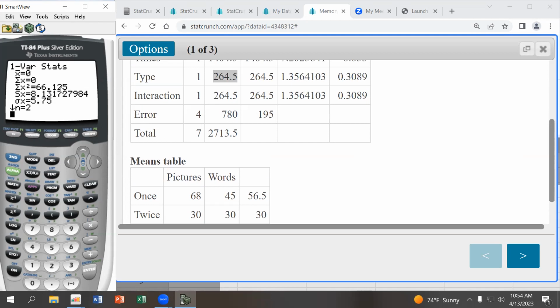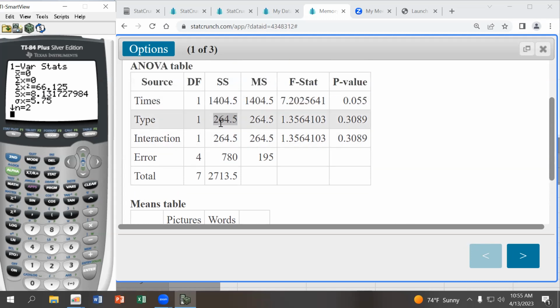So 1, 2, 3, 4, 1, 2, 3, 4. So pick up your calculator. Did we write this number? 66.125. Multiply that by 2. What do we get? 264.5. 264.5. Does that match up here? Yes. Good. Now we want to do the same with the row variable.